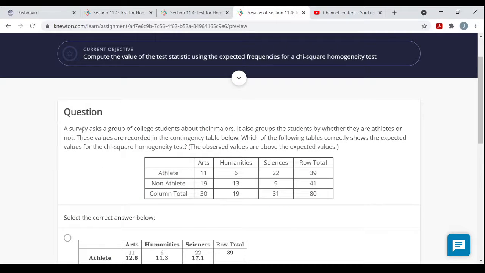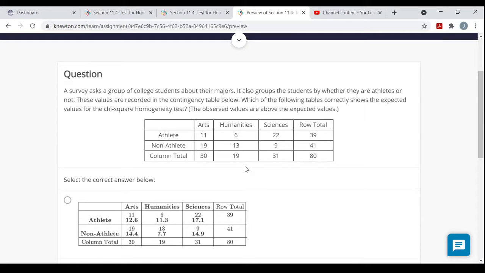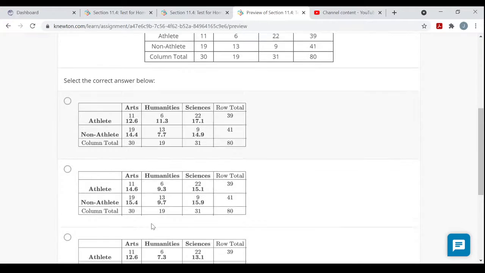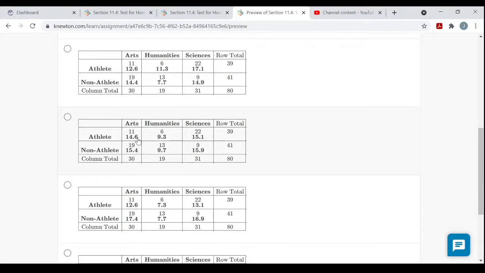Here, a survey asks a group of college students about their majors. It also groups the students by whether they are athletes or not. These values are recorded in the contingency table below. Which of the following tables correctly shows the expected values for the chi-square homogeneity test? Again, the observed values are above the expected values in all these options here. The expected values are in bold.